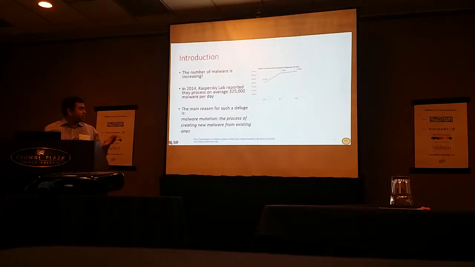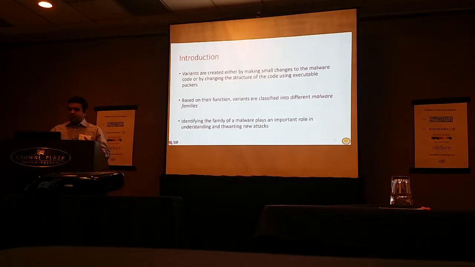The number of malware is increasing. In 2014, Kaspersky Lab reported that they process on average 325,000 malware per day. The main reason for this is malware mutation, the process of creating new malware variants from existing malware. Variants are created by making small changes to the malware code or by changing the structure of the code using packers. Based on their function, these variants are classified into different malware families. Identifying the family of a malware plays a very important role in understanding new attacks and also blocking them.